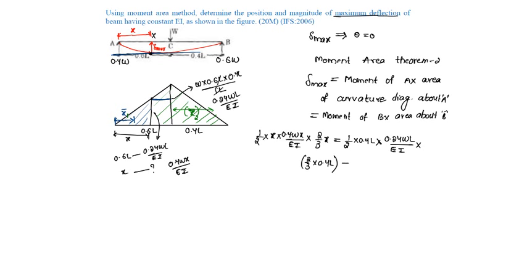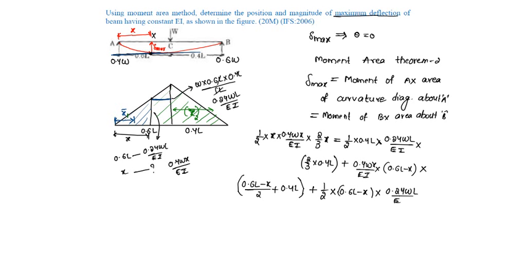For the other span, 0.4 WX by EI into its length is 0.6 L minus X is area into CG distance is 0.6 L minus X by 2 plus 0.4 L for the rectangular part, plus for the triangular part half base is 0.6 L minus X into height will be 0.24 WL by EI minus 0.4 WX by EI into CG distance is 0.4 L plus 1/3 of the base height.